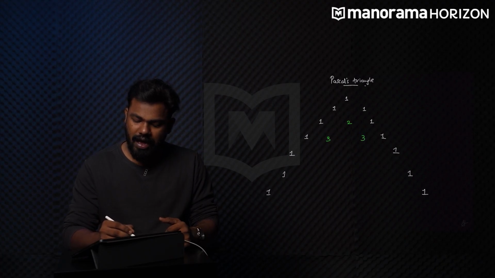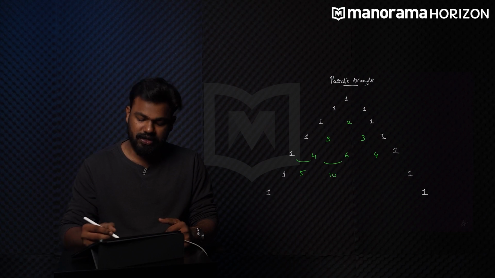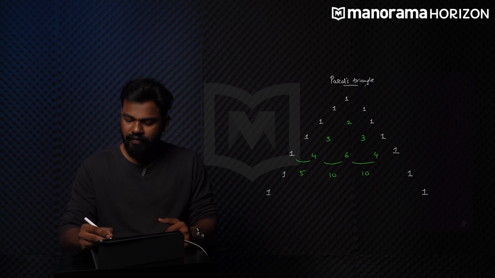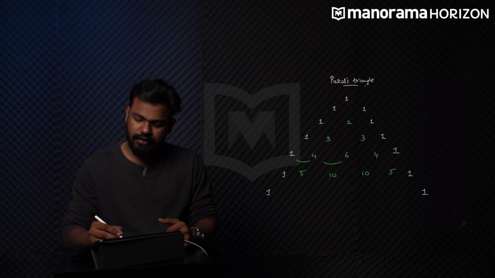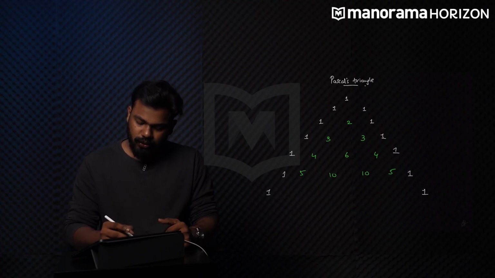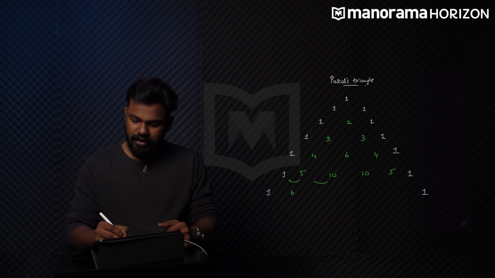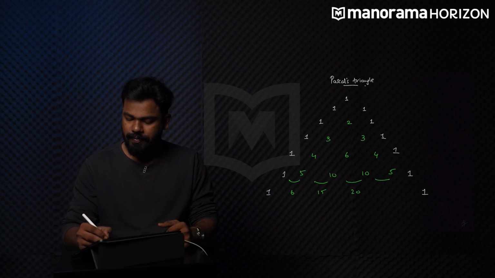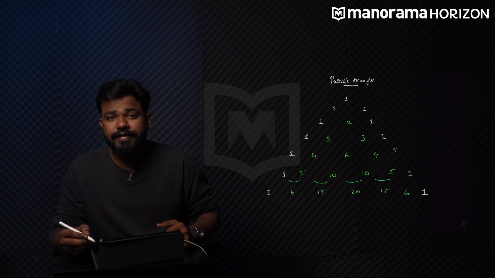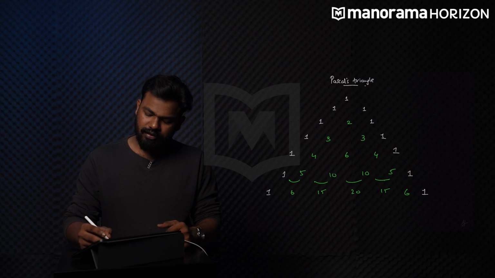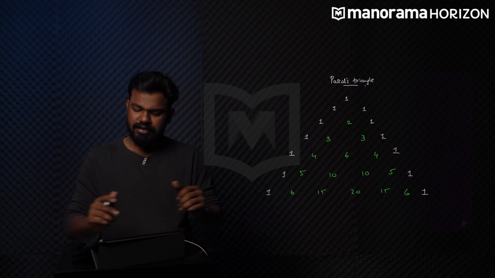And then in the next row, add this 1 and 3, 4. 3 and 3, 6. 3 and 1, 4. So you will be having it like this. And the next one, add 1 and 4, you will be getting 5. 4 and 6, you will be getting 10. 6 and 4, again 10. 4 and 1, 5. So you get it like this. And now, in the last one, not the last one, but here in this triangle, I am drawing the last one. So you'll be getting 6, 15, 20, 15, 6 and 1. So these are the different numbers that you get here in this triangle.